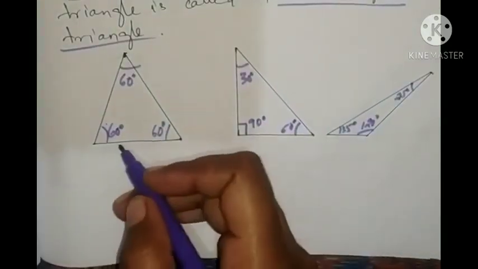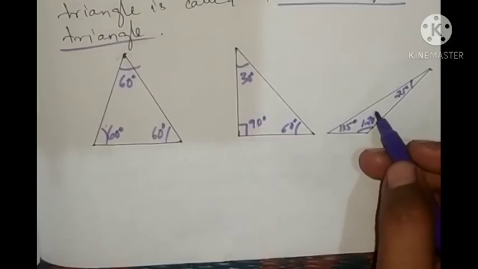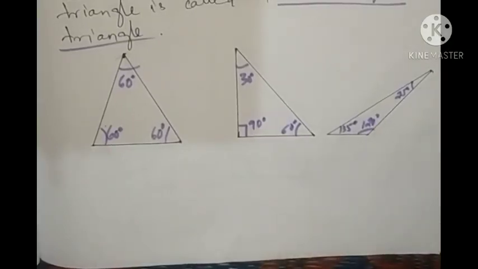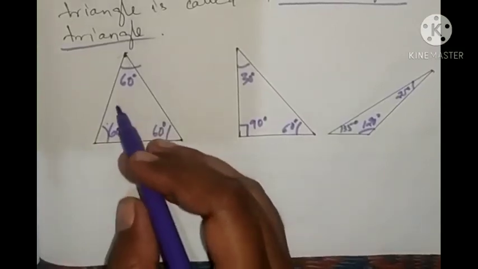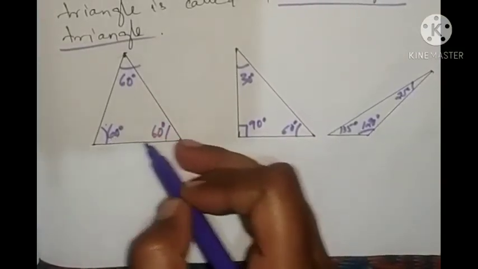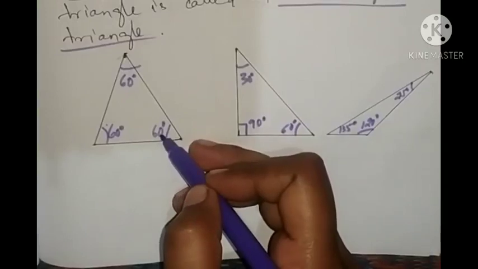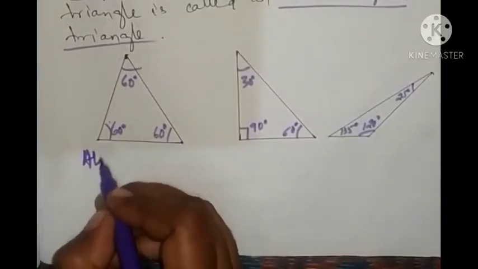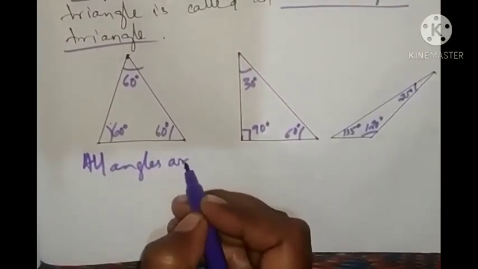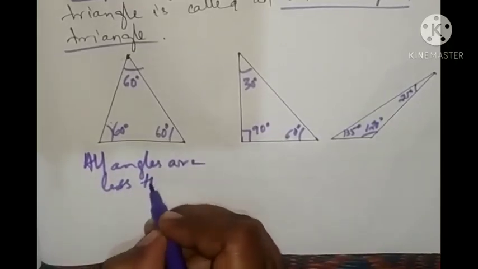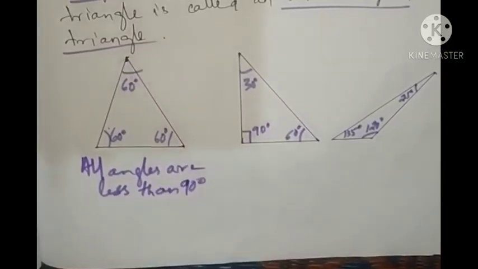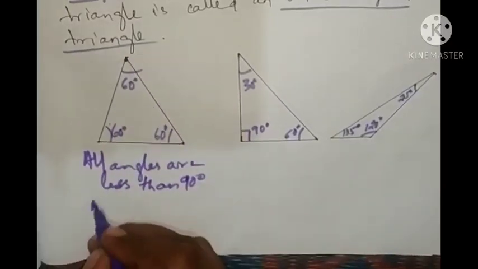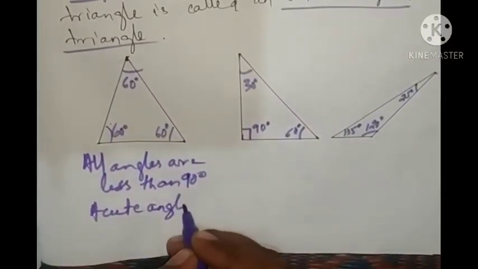Here three triangles are given. On the basis of angles, let's see which one is acute angled, which one is right angled, and which one is obtuse angled. Let's see the first triangle. Here you see 60 degree, 60 degree, 60 degree, means all angles are less than 90 degree. That's why this triangle is known as an acute angled triangle.